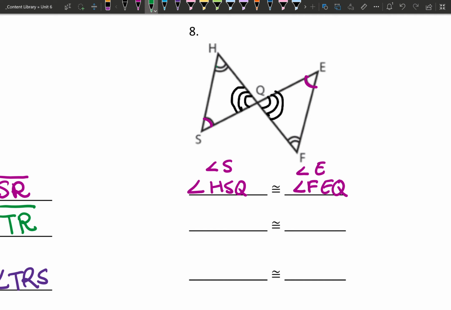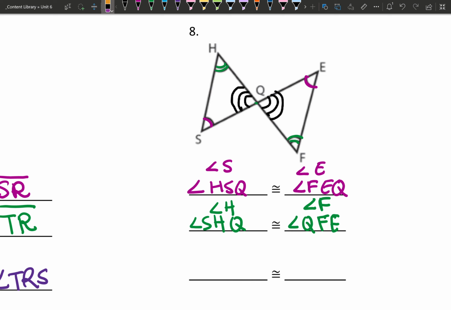Now let's do the doubles. Got a double here and a double there. Just like before, I can call it angle H and angle F because it's the only angle H and the only angle F that exists. However, I can use 3 letters. On the triangle on the left, I could have called it SHQ or QHS, and the angle F on the right, I could have called QFE or EFQ.